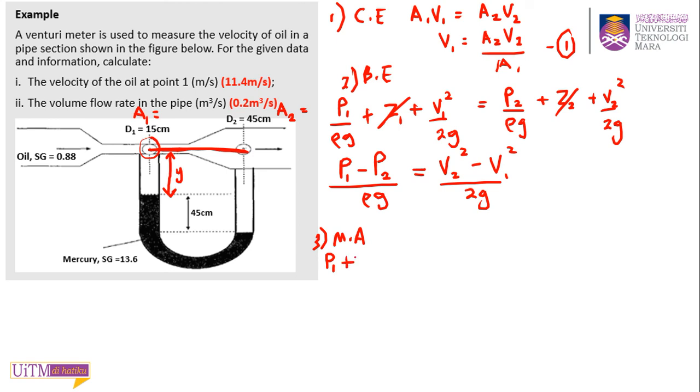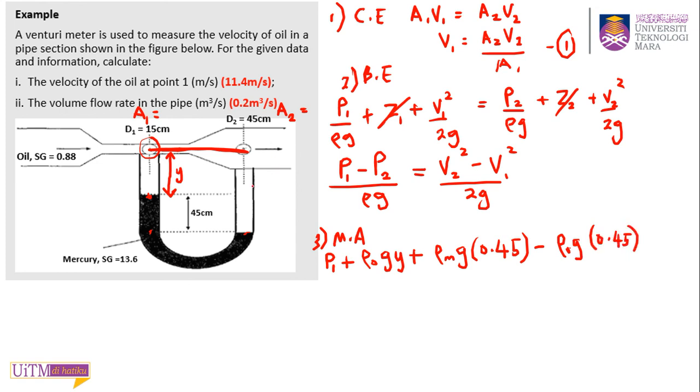Okay, so P1 plus the rho of the oil times G times Y. So your point is here, and then you need to go down still. So plus the rho of the mercury times G times 0.45 meter. Don't forget to convert, always use standard units. Okay, so your point is here now, and you bring your point to the other side horizontally. You can transfer that point. So you go up, so you minus rho of oil times G times 0.45.